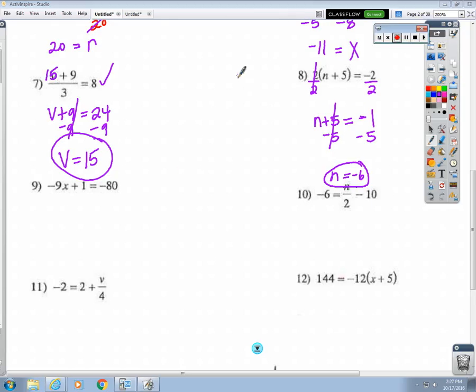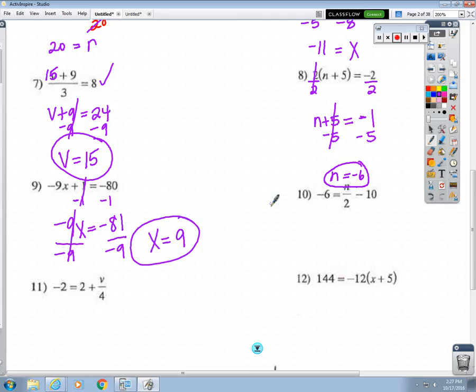Number 9, Isabella, what do I do first? Right. And that gives me negative 9x equals negative 81. Isabella's doing this. Then what do I do? Divide by negative 9. Right? And so x equals positive 9. Positive 9, my bad. Okay, and remember, that's why... No, it was already being multiplied by the x, so you do the opposite.